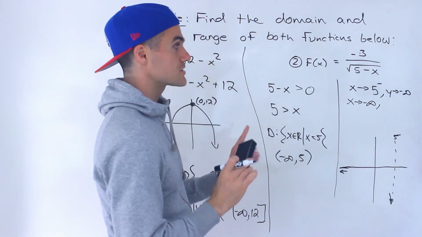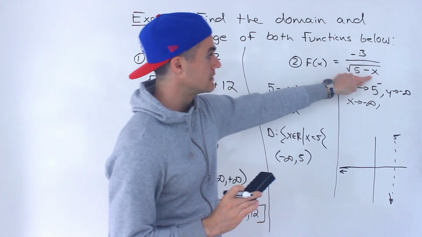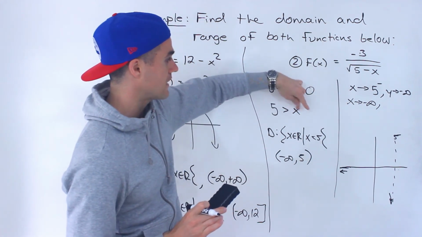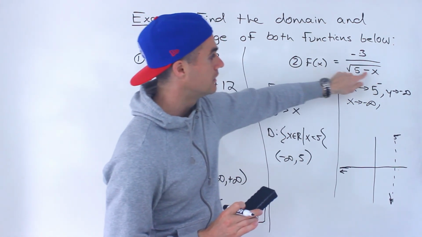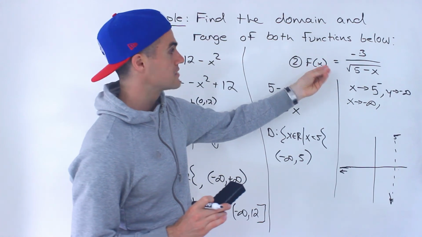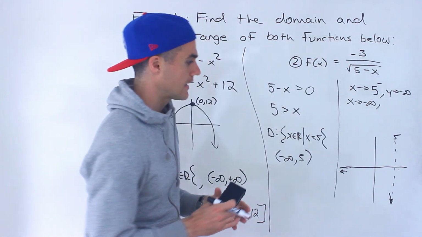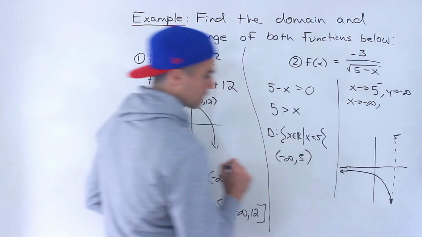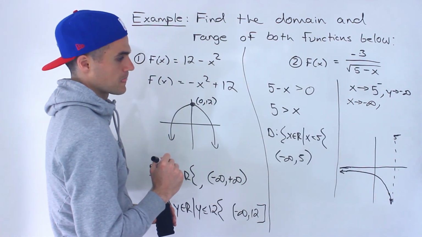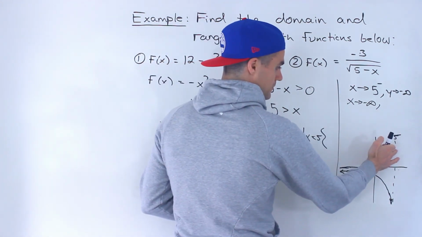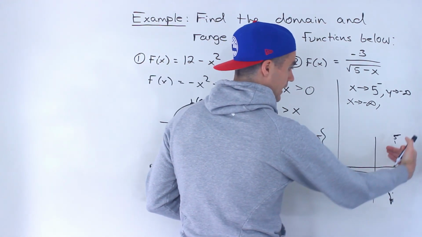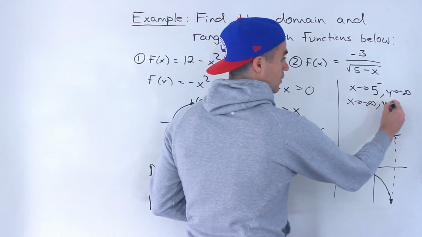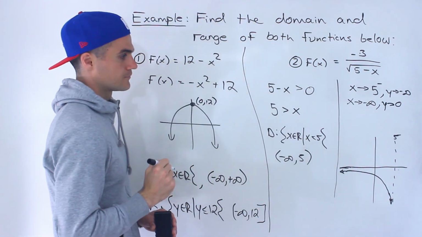And notice the y values are always going to be negative, because the denominator is always positive for all the x values that are less than 5. No matter what we plug in, the square root gives us a positive number, and negative divided by positive is always negative. And so the way this function looks is like that. As x approaches 5 from the negative side, the y value goes towards negative infinity, and as x approaches negative infinity, the y values go towards 0.